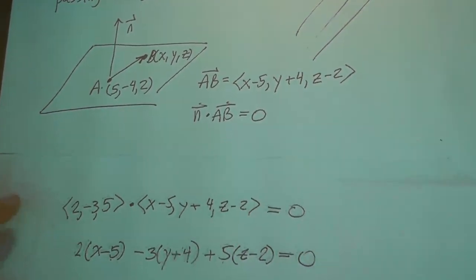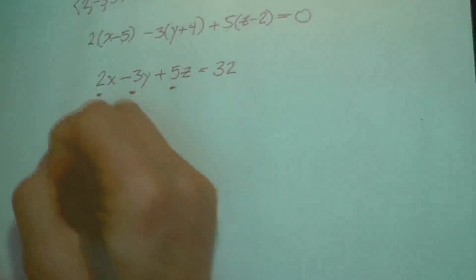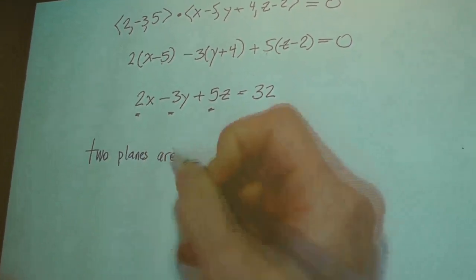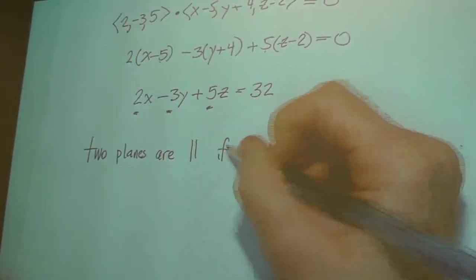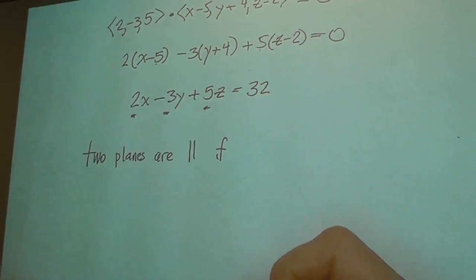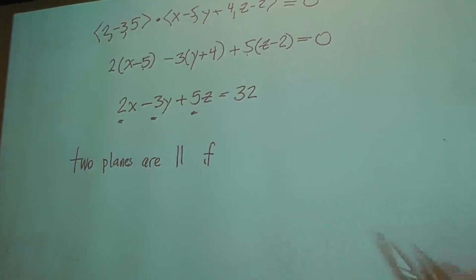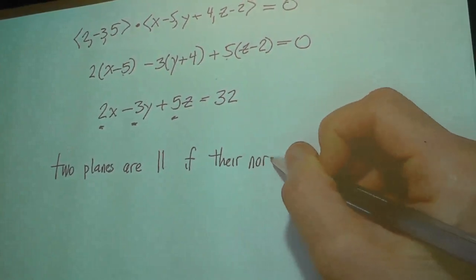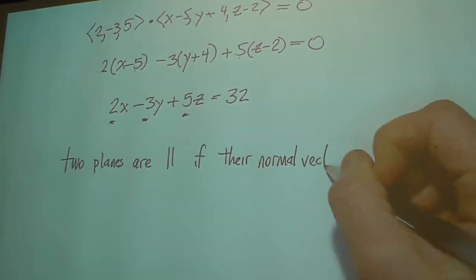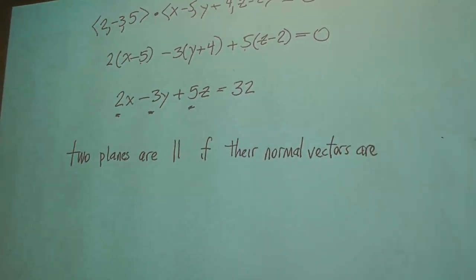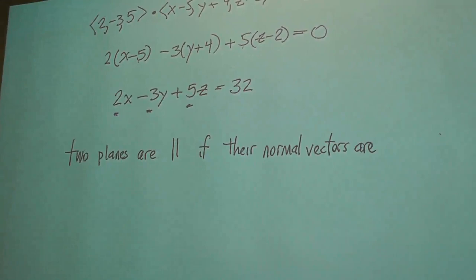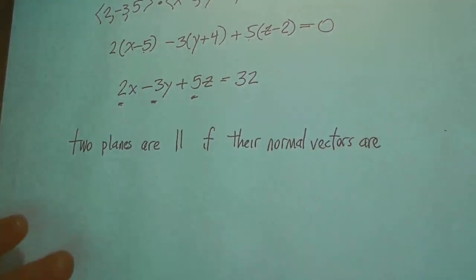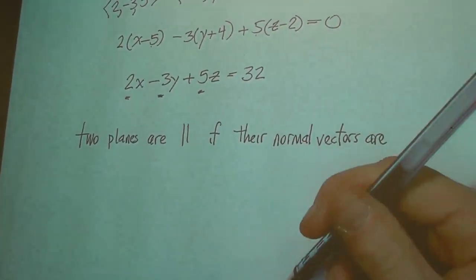Okay? Two planes are parallel if their normal vectors are the same. Oh, the same works, but not necessarily the same, but parallel. Multiples of each other.